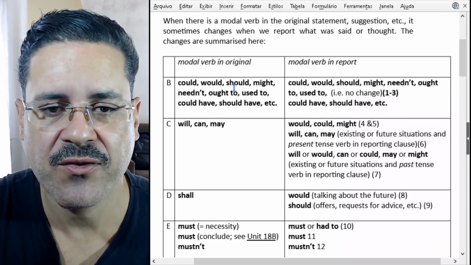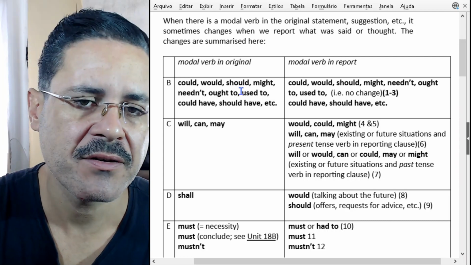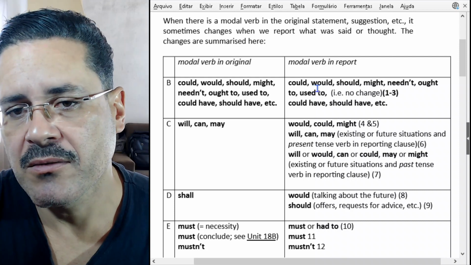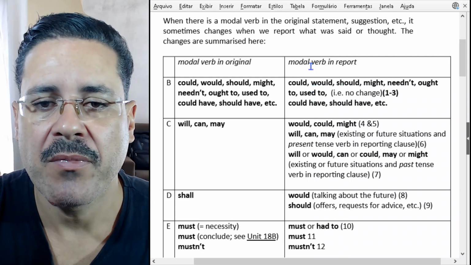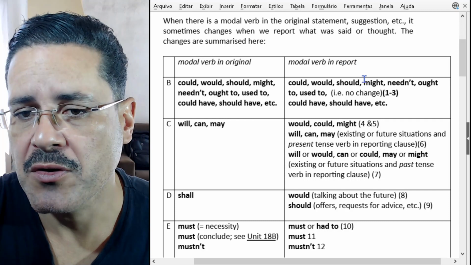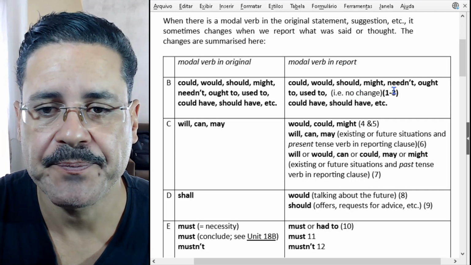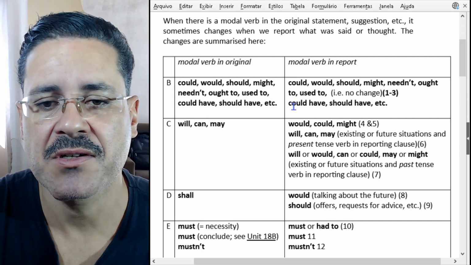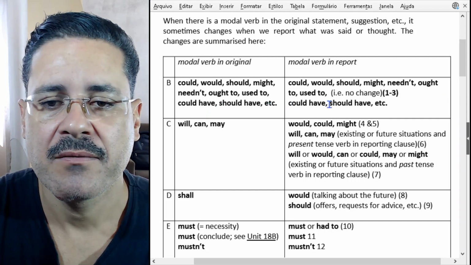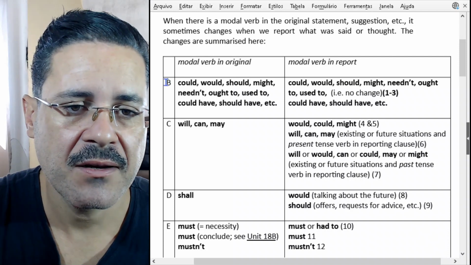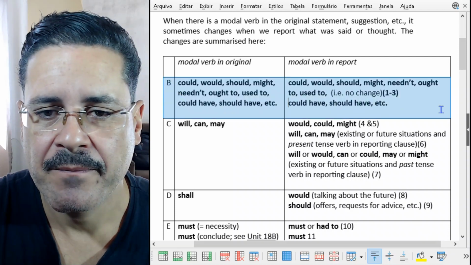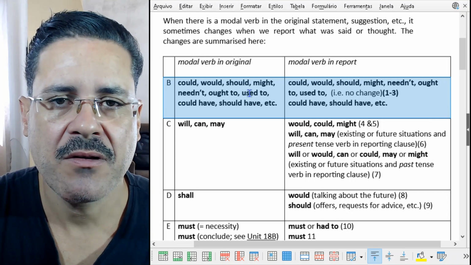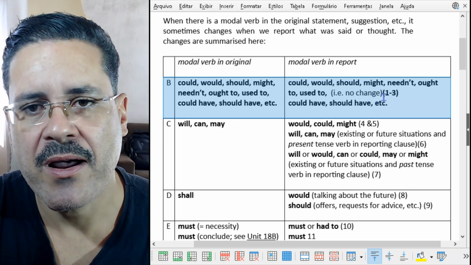So when those verbs on the left are in the original statement, we also use them in the sentence on the right, with the modal verb in the report. So there is no change of the verb. Also with could have, should have, etc. So notice that in relation to section B, there's no reason to get worried about that. When those verbs are on the left, we also use them on the right. Okay?